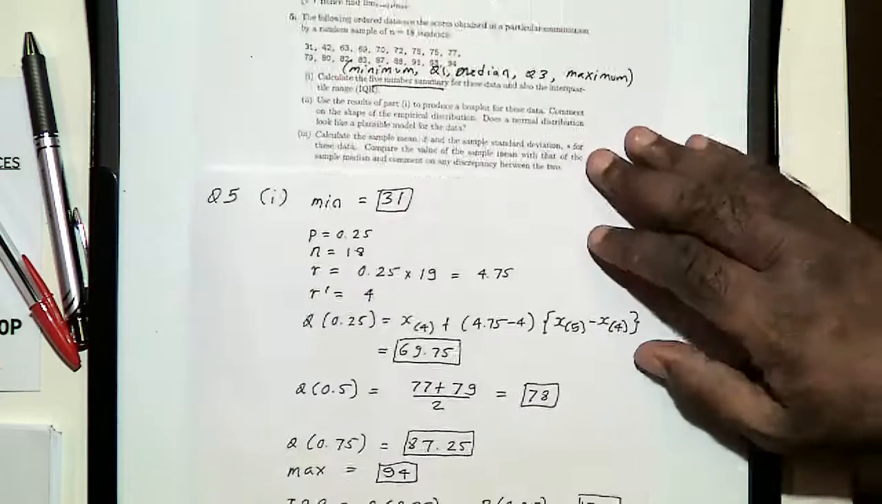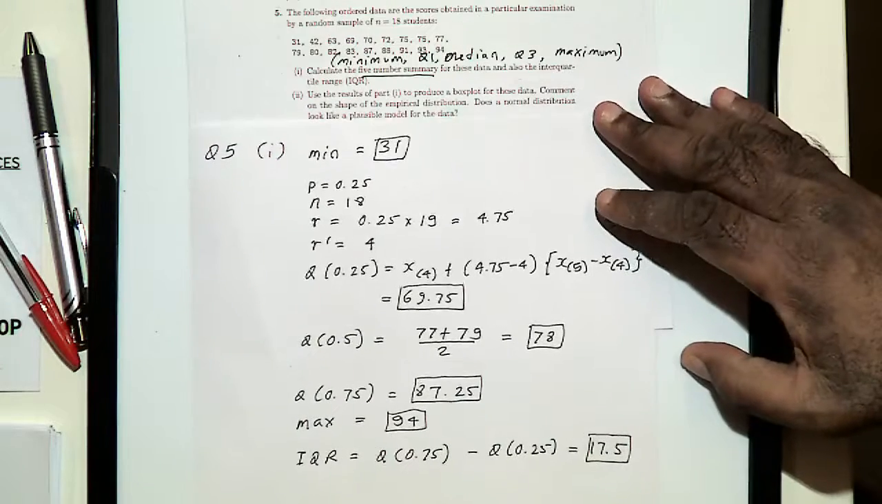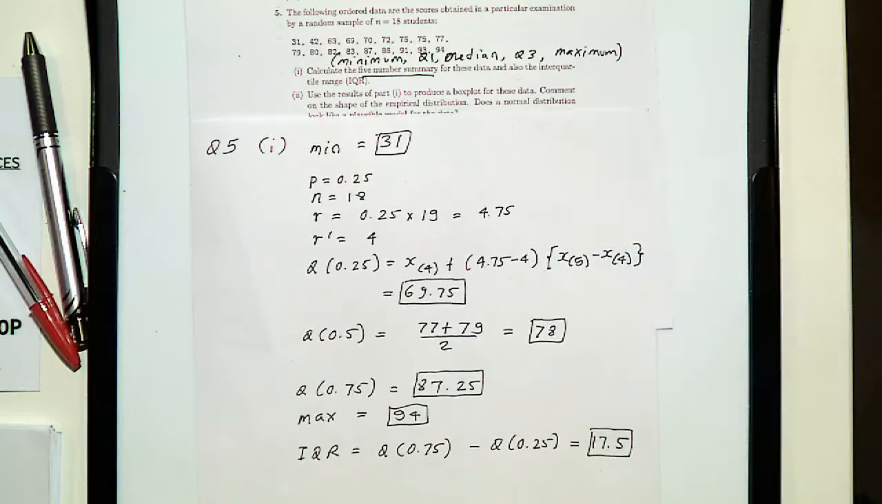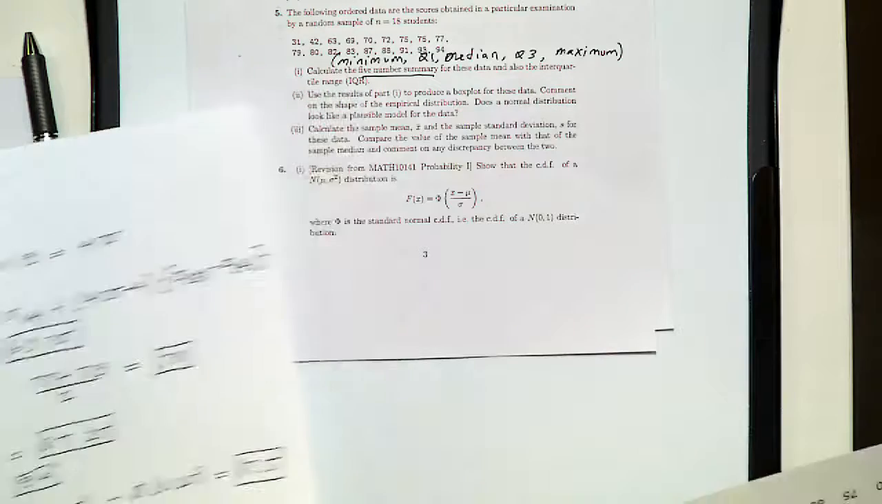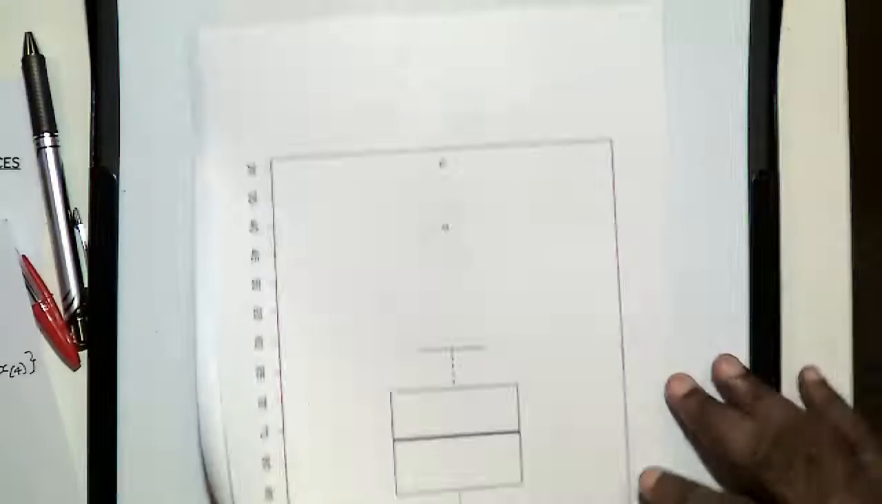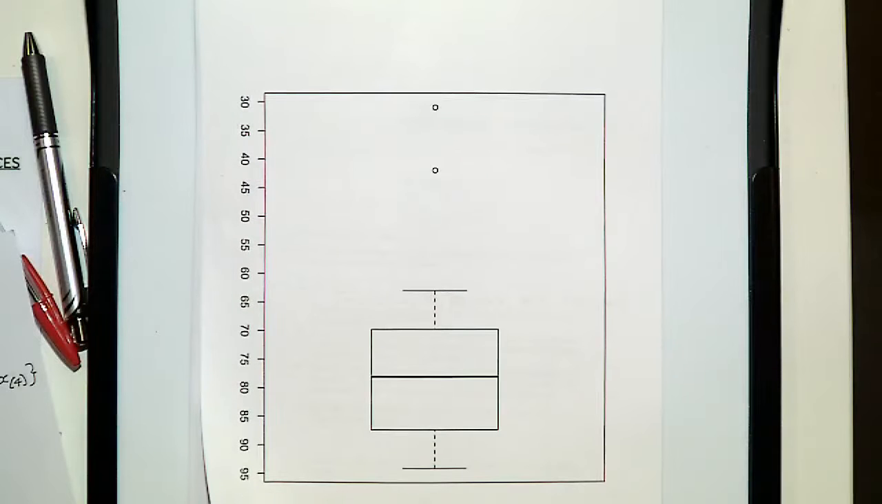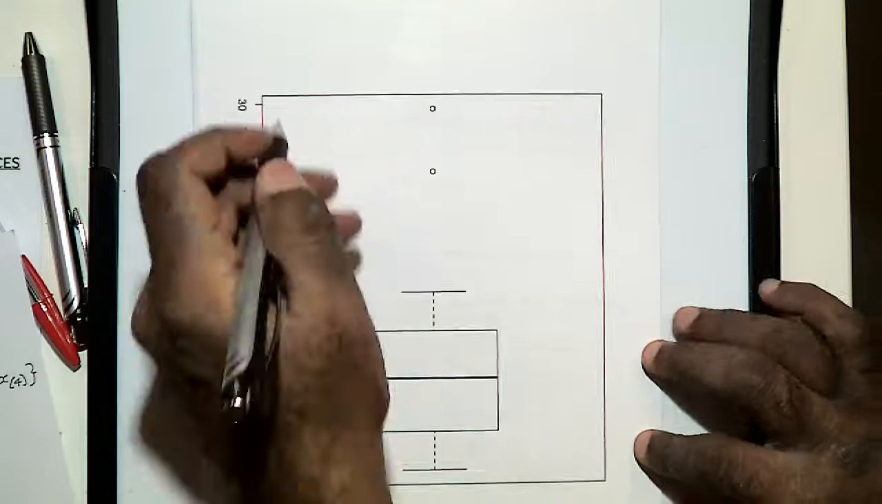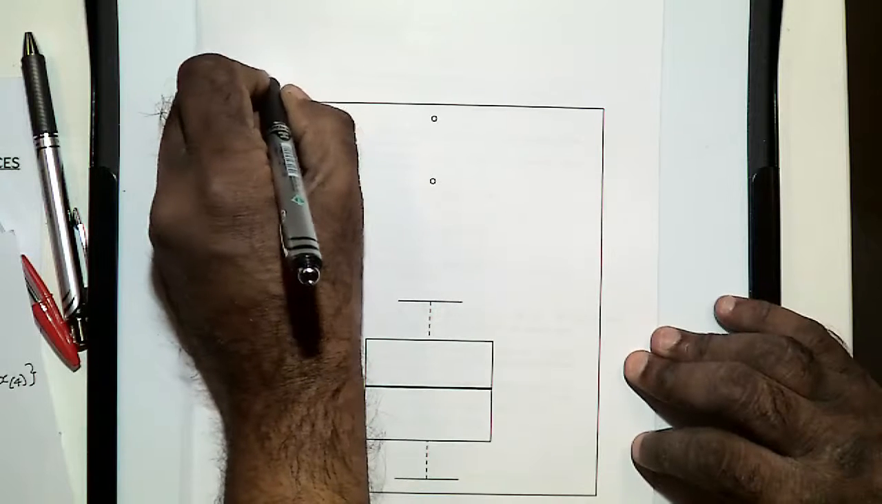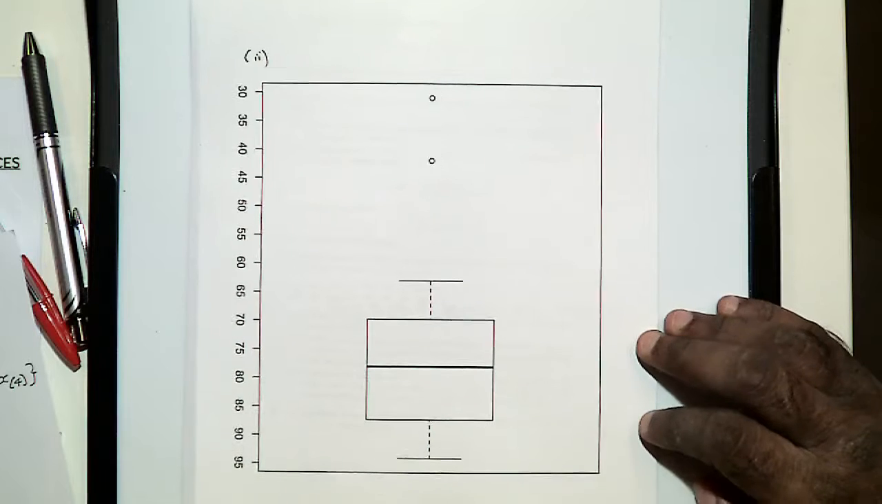Now part 2 of the question is asking you to plot a box plot. I explained to you what a box plot is in the class, I think a week or two ago. Using these 5 numbers plus the interquartile range, you should be able to draw a box plot. I've done it already using the R program. You can do this in R. So this is what you should get.